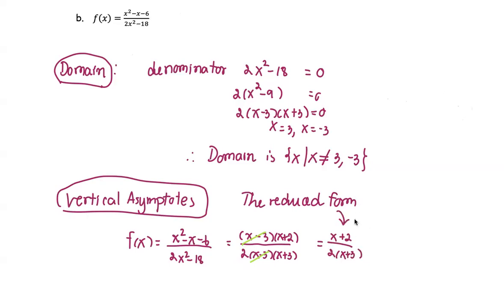That's the reduced form. And from the reduced form, the denominator tells you what your vertical asymptote is. That means whatever number makes x plus 3 equal to 0, or x equals negative 3, is the vertical asymptote. The vertical asymptote is x equals negative 3.